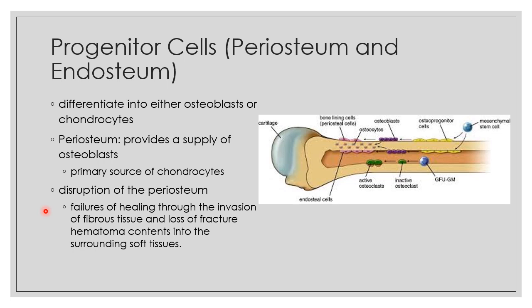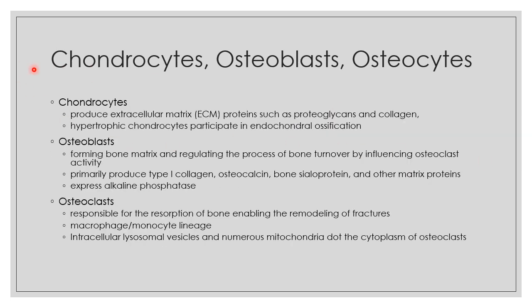As you recall, the periosteum acts as a protective layer, so it helps contain all the cells within the injury site. Chondrocytes, osteoblasts, and osteocytes: the chondrocytes produce your extracellular matrix, such as your proteoglycans and collagen. Later, these hypertrophied chondrocytes would participate in endochondral ossification, which, if you can recall, is also known as secondary bone healing.